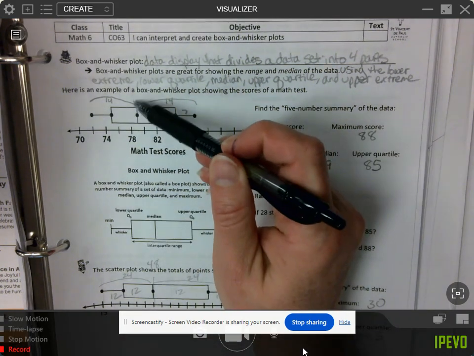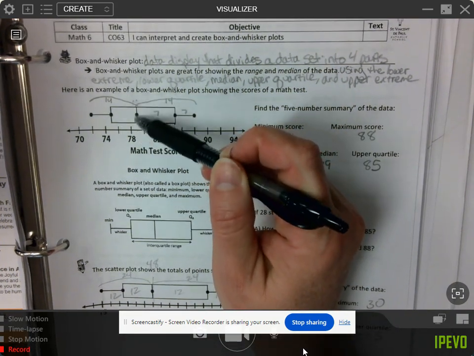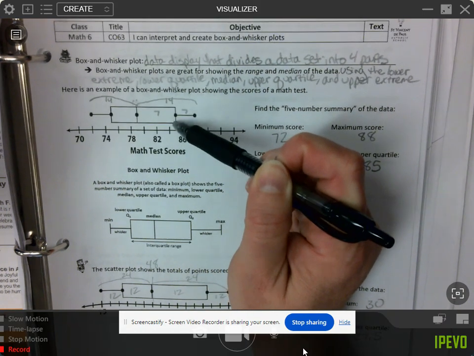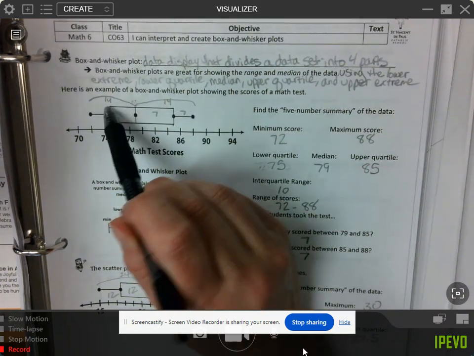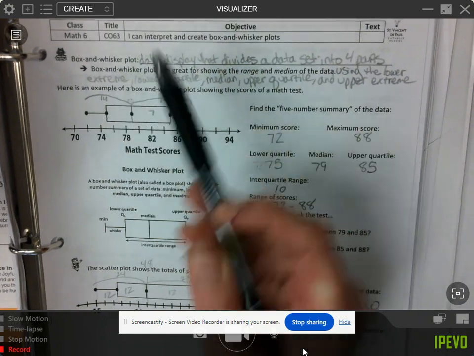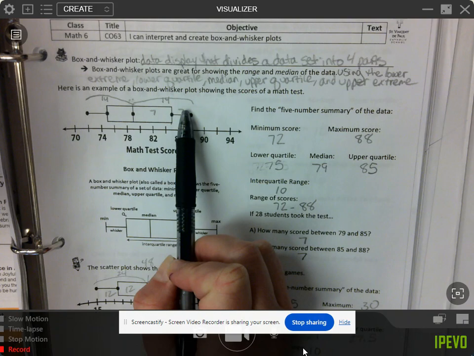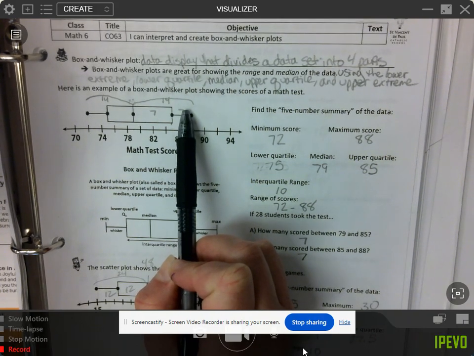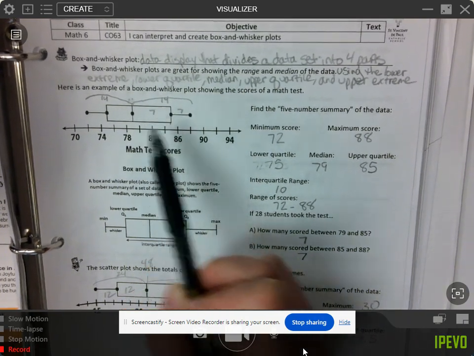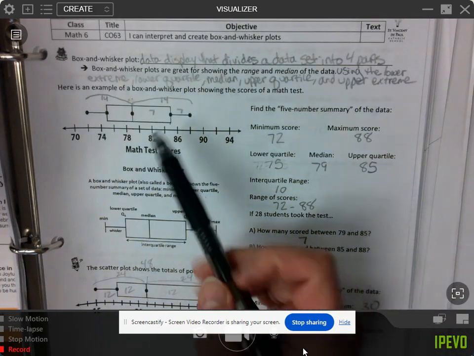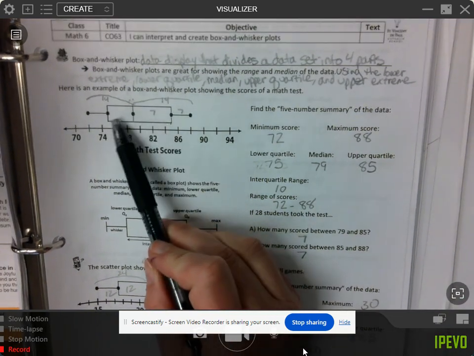We've got our median that splits up the middle. The upper quartile splits up the upper half. The lower quartile splits up the lower half. And that shows us our 4 equal sections. So if we want to know how many are in each section, you take your total number and divide it by 4.